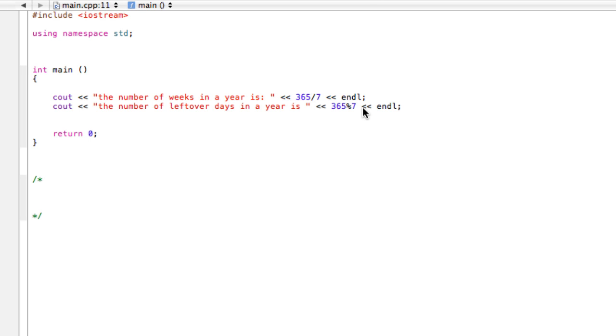Another thing I'd like to say about it is that it only works with integers, or integer types of variables. For example, real numbers with decimal places don't have remainders, because they would just round to decimal places and so on. So just remember to use modulus only with integers.